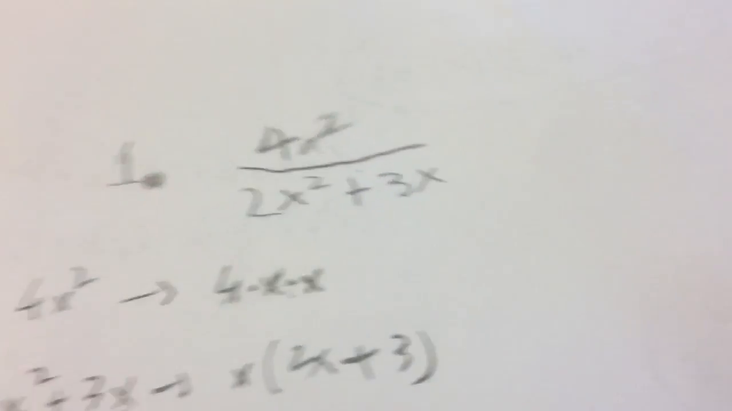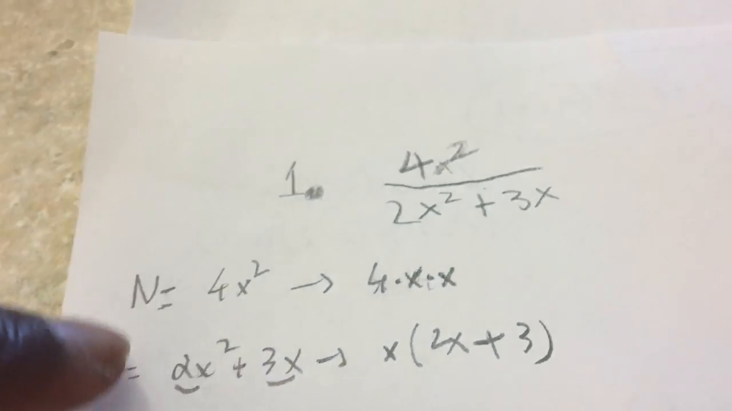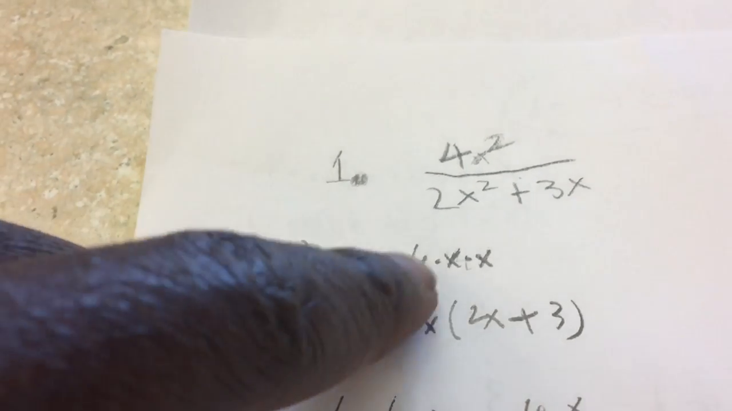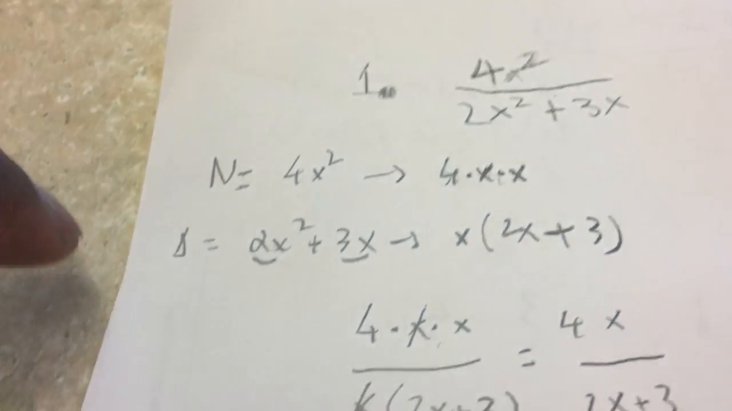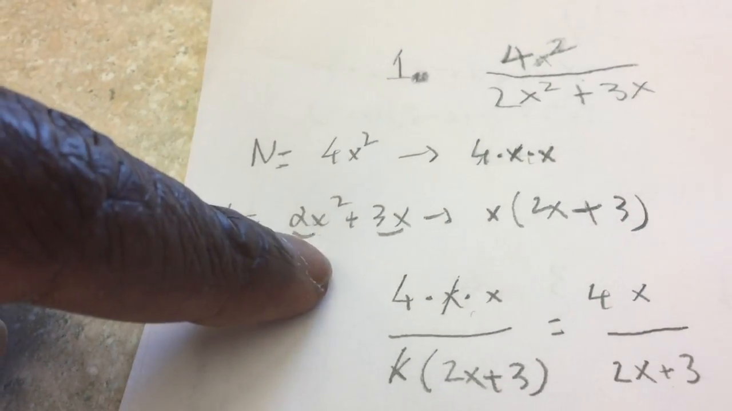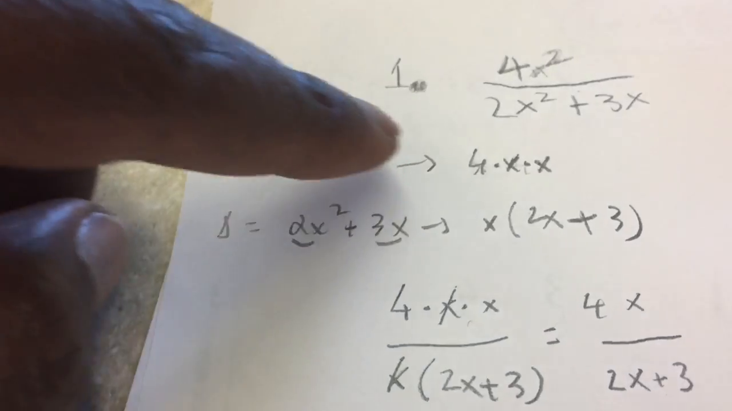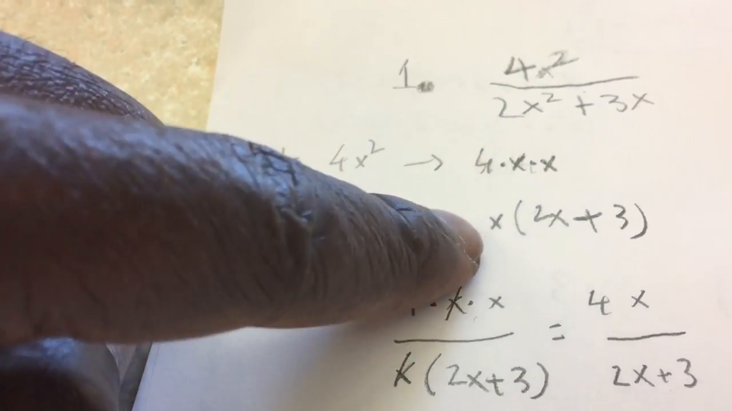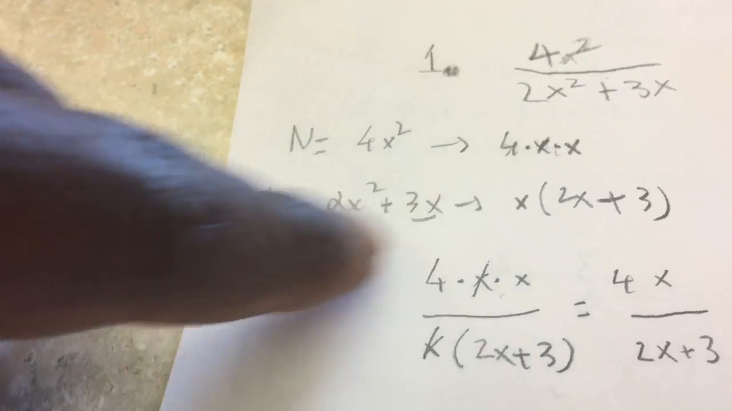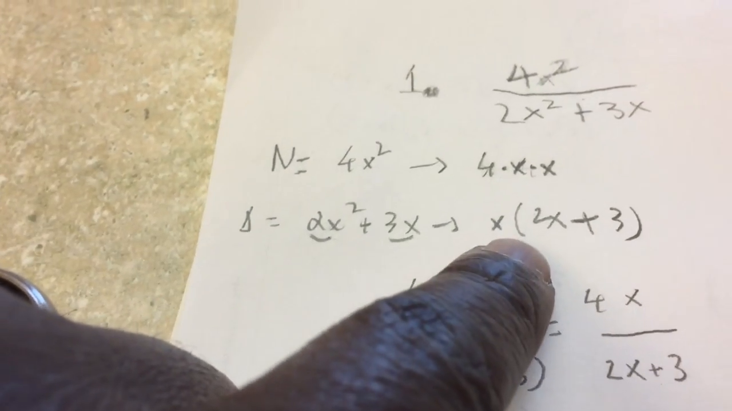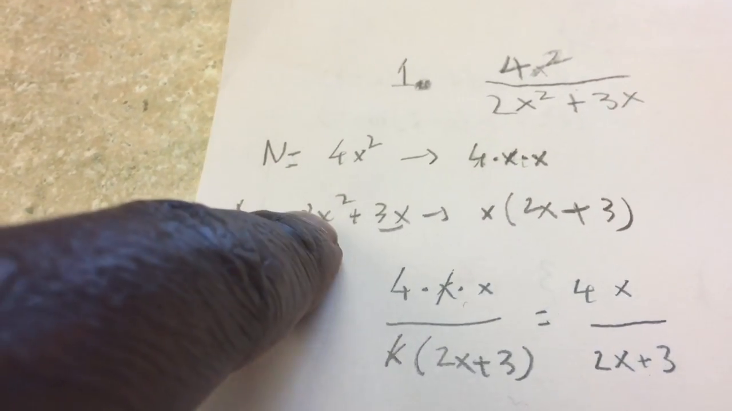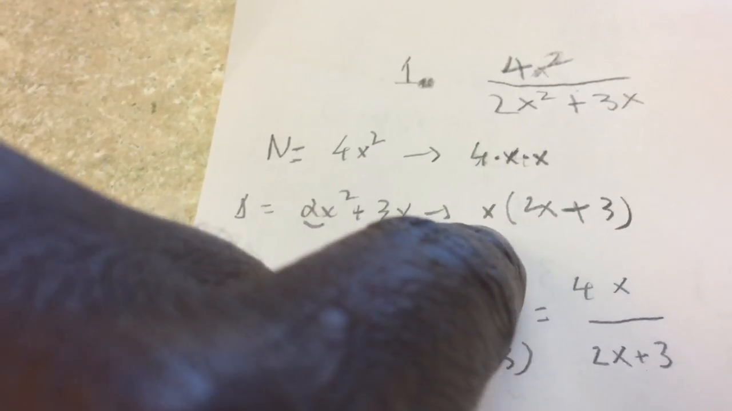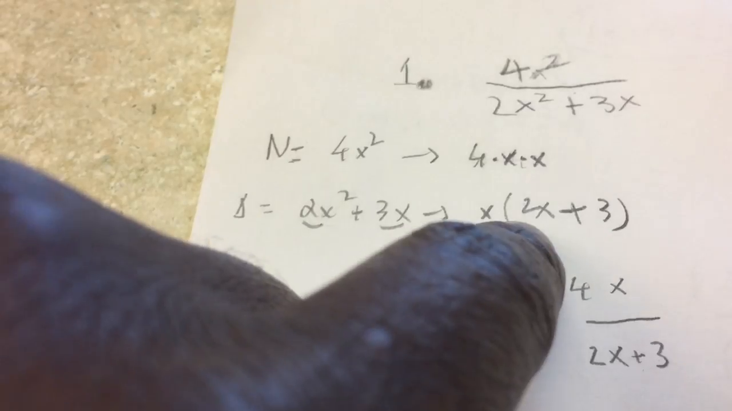So we're going to lay it out, and then we're going to separate the numerator, which we did here, 4x squared, and we're going to split it. So that's 4 times x times x. And then the denominator is 2x squared plus 3x. So now the greatest common factor here is x, right? If you pull the x out of 2x squared, you're left with 2x. And if you pull the x out of 3x, you're left with 3, right? So it's x parentheses 2x plus 3.